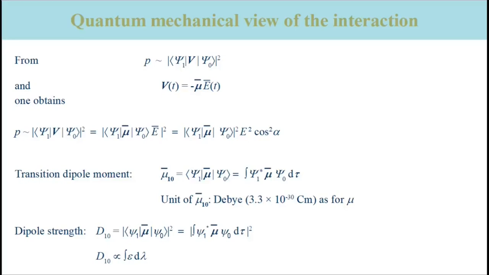Dipole strength d10 is the squared absolute value of the transition dipole moment. It is proportional to the transition probability and therefore also to the integrated absorption coefficient epsilon, which is the area under an absorption spectrum. The Einstein coefficient A for spontaneous emission and the Einstein coefficient B for induced absorption or emission are also proportional to this quantity.